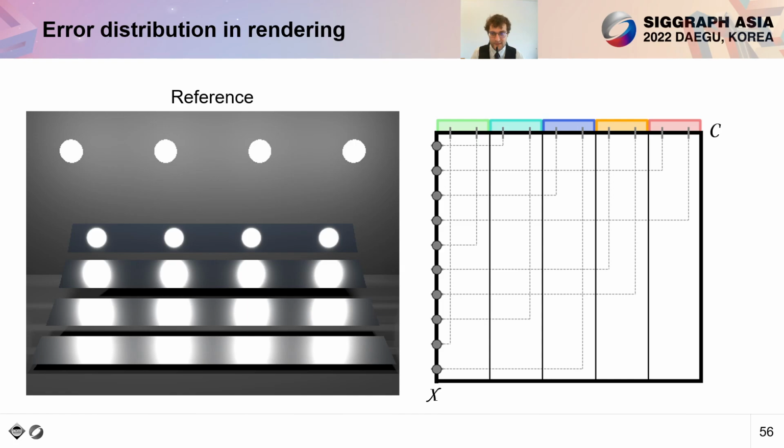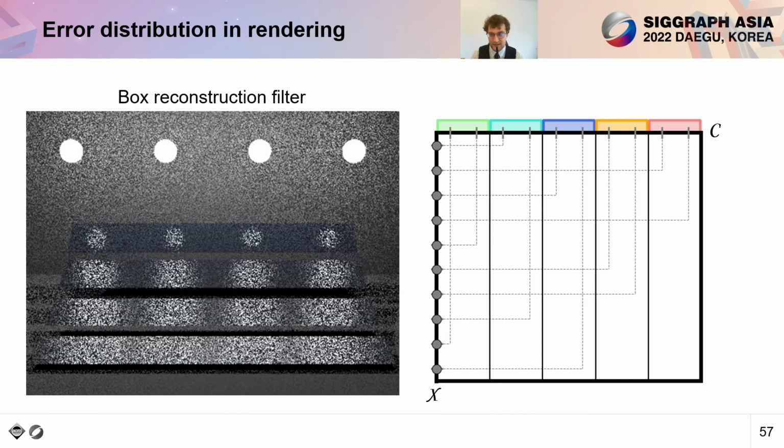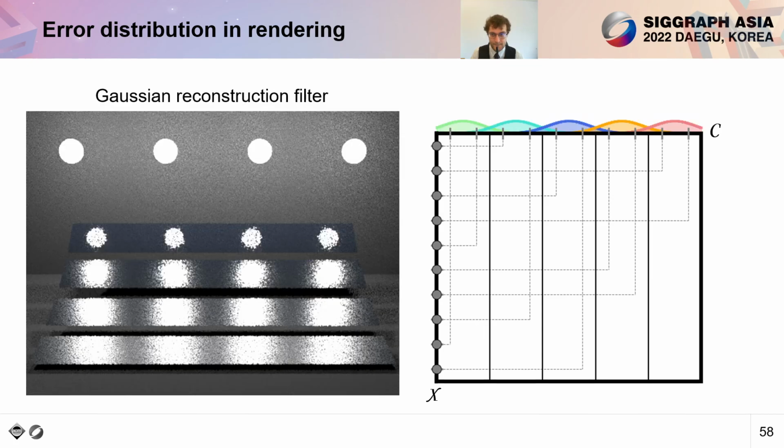Now let's look at a specific problem our method can solve where others cannot. Given this scene, we will start by considering the simple problem of a box reconstruction filter. It means each pixel is perfectly independent, as the box functions do not overlap, and we want to optimize for this problem. We would get this kind of image. As you can see, the distribution has no particular pattern and the image looks really noisy.